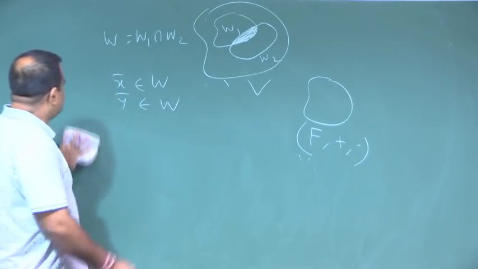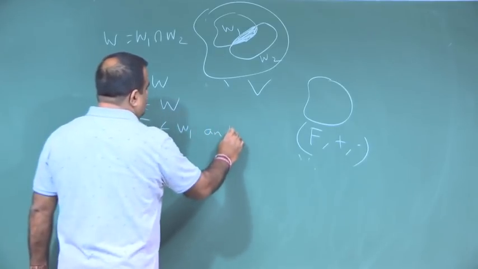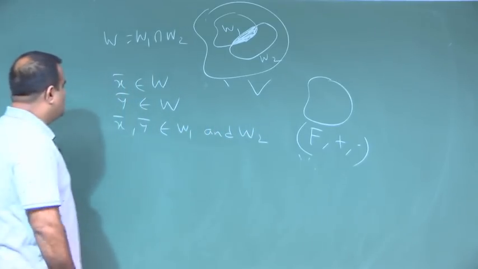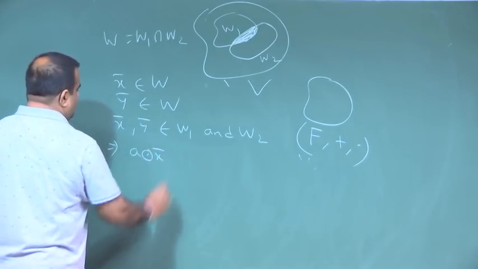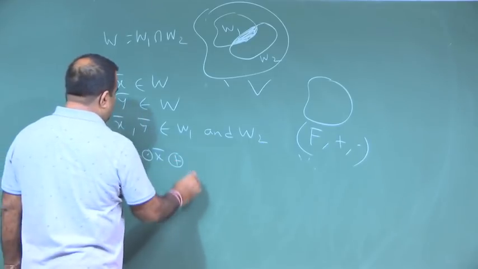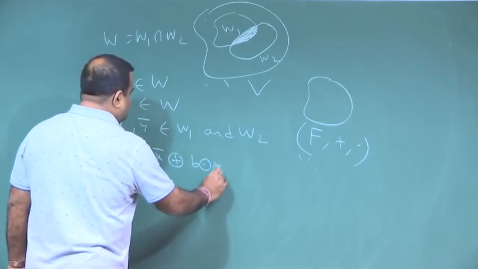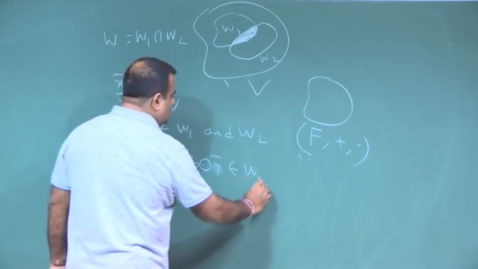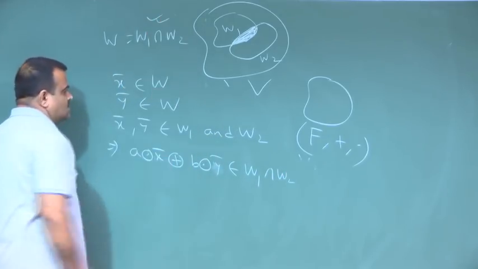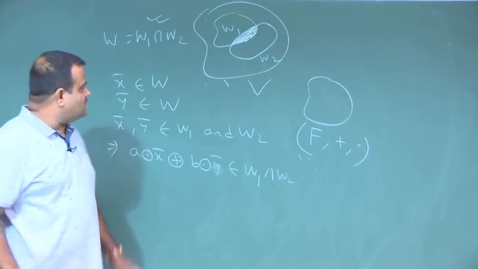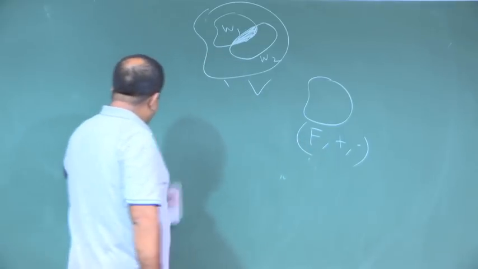Now, how to prove this? If this is true, then x, y both belong to W1 and W2, because this is the intersection. Now, if both belong to W1 and W2, then ax + by also belongs to W1 and W2, and so it belongs to the intersection. So, that means this is a subspace. Okay. Now, the question is whether the union is a subspace or not. So, no, the union need not be a subspace.